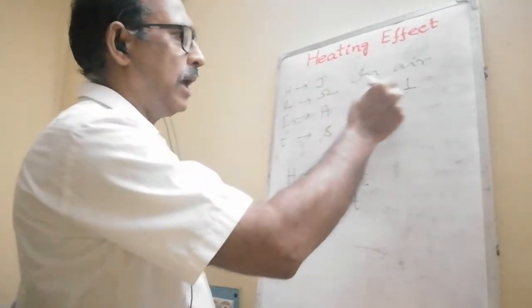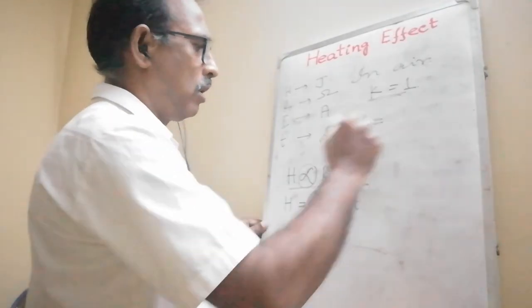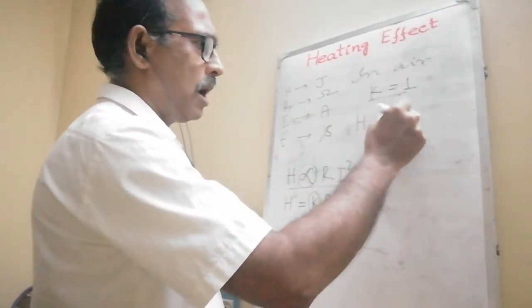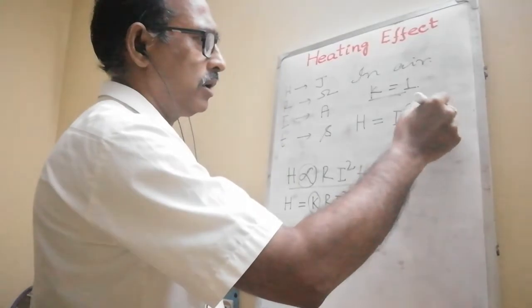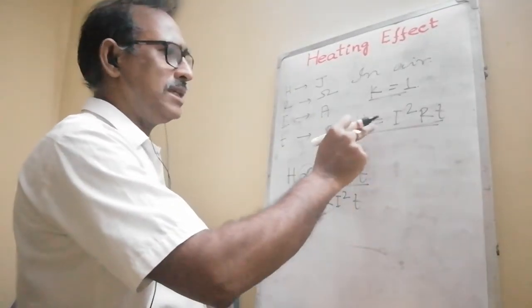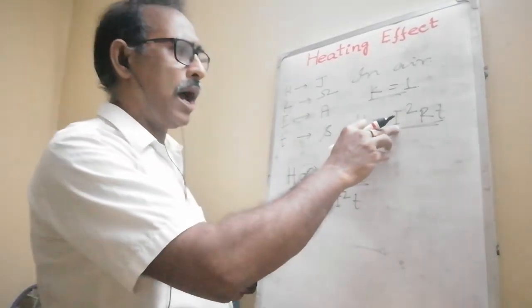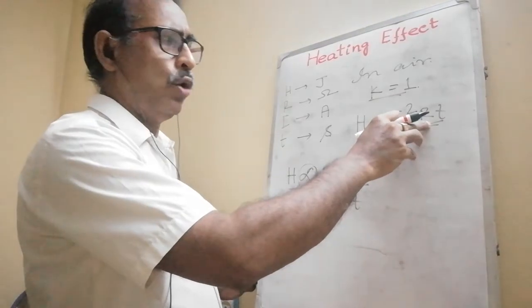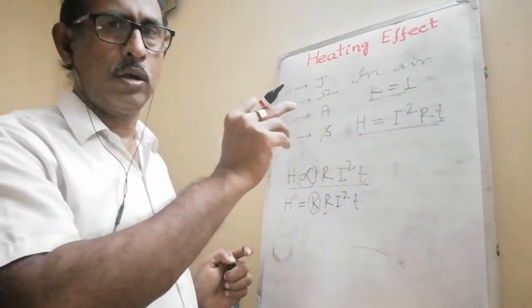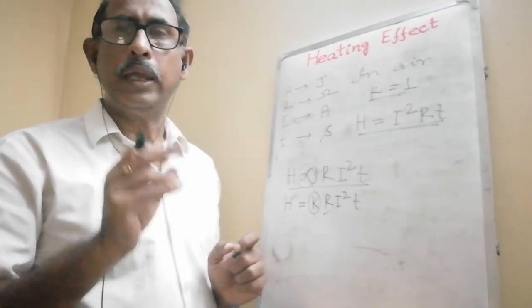If the value of K is 1, then the formula becomes H = I²Rt. When you use this formula, that means H equal to I²Rt, then you must take I in ampere, R in ohm, T in second, and your answer H will be in joule.